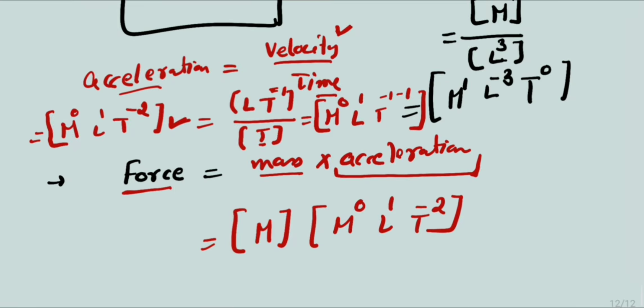Now we'll combine these two and we'll see here we have multiplication. So M raised to power 1 plus 0 is 1, L raised to power 1 and t raised to power minus 2, square bracket close. So this is the dimensional formula for the force. Now let's see 2-3 more examples.